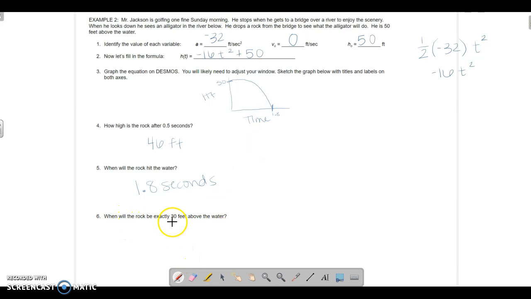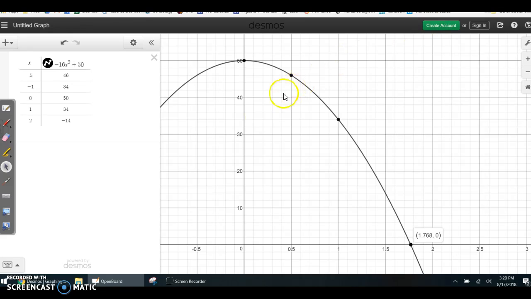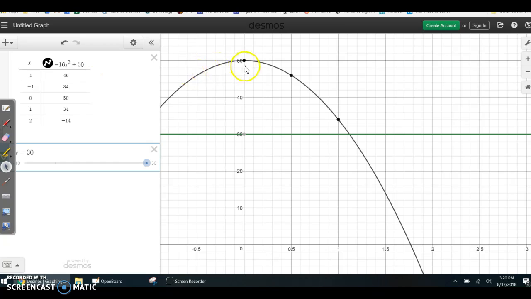And last, when will the rock be exactly 30 feet above the water? So this is a little bit different. So look on Desmos. Here's where 30 feet is, right? So I know this point right here where the output is 30, I'm trying to figure out what that input is that goes along with it. So if you came over to your table, it's not going to let you change the output section, right? So it's not going to allow us to say, let me plug in 30 for y and solve for x. But something else that you could do instead is why not graph the equation y equals 30? It's that horizontal line right there. And then Desmos will give you an intersection point if you get closer to it.